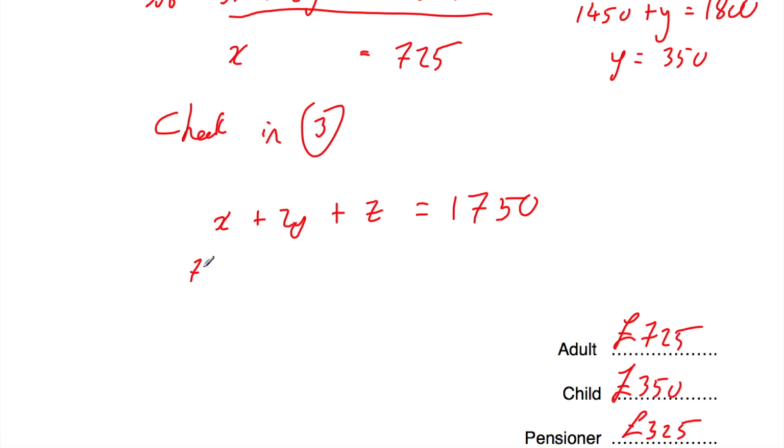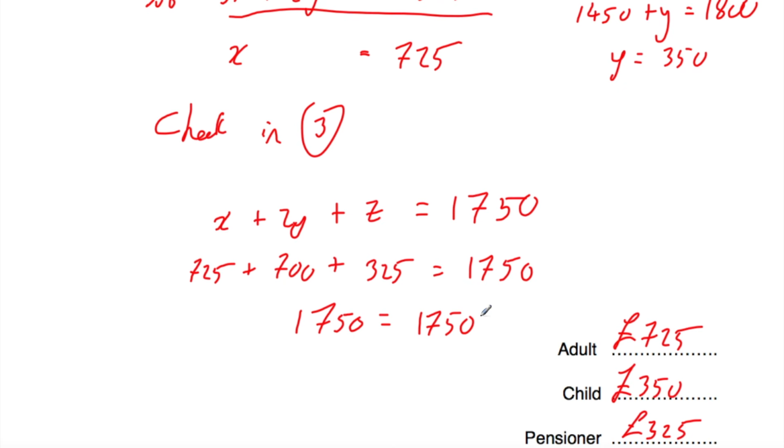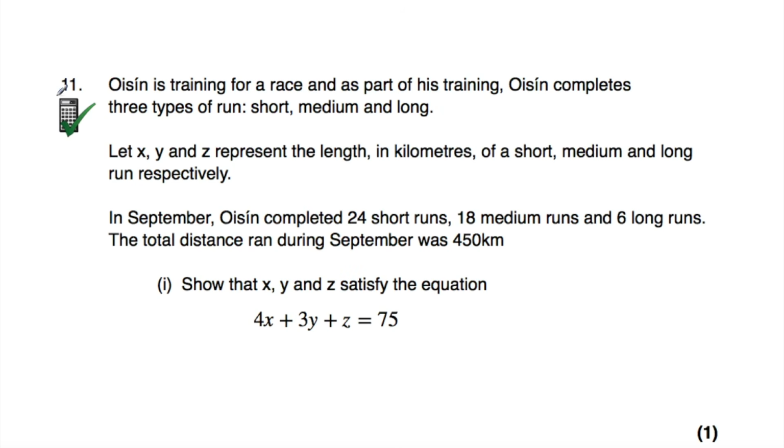So x is 725 plus 2y, that's going to be 2 times this, which is 700, plus z, which is 325. Does it equal 1,750? Well, let's have a look and see. Well, 725 plus 700 is 1,425. Plus 325 would be 1,750. So we get 1,750 equals 1,750. So we know we're correct. And that's it. Okay, let's have a look at our next question, question number 11.